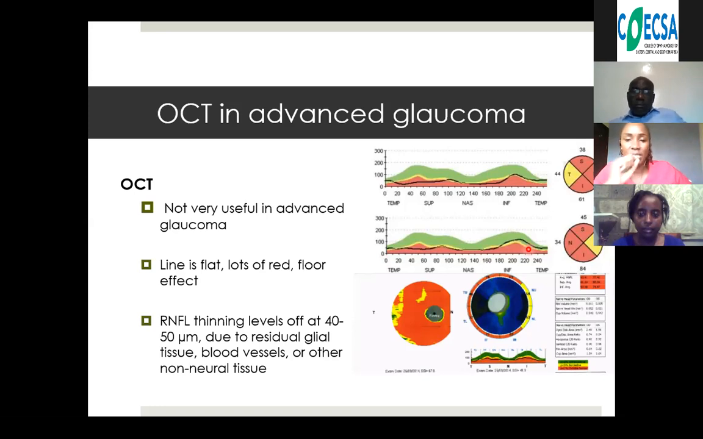So usually in patients with advanced glaucoma bilaterally, I don't request an OCT. But if somebody has early glaucoma in one eye and advanced glaucoma in the other, you want to compare the two and also show the patient, so you can do the OCT in both eyes. But if it's both eyes with a CDR of 1, you're not going to get any new information from that.